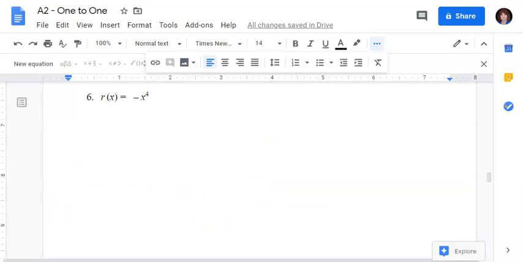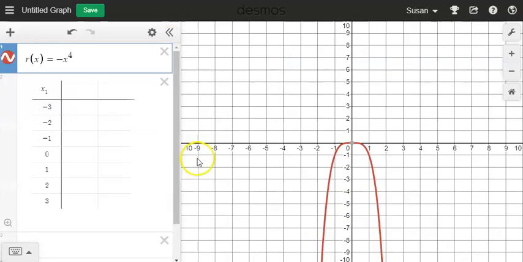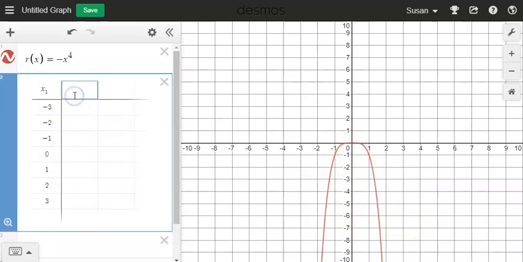Question 6. R of x is equal to negative x to the 4th power. Looking at Desmos again, I've typed in my function, and as you can see, it is not one-to-one because these y values are repeating. So I've made a table. Let's put in our function so we can see those y values. I'll do r of x, and it'll give me the y values. Notice the repeating y values here and here.